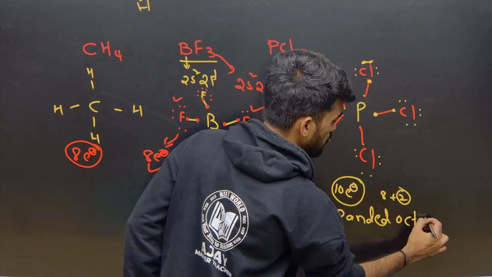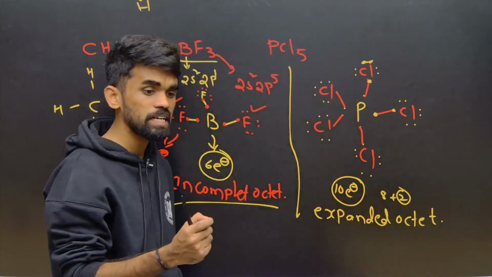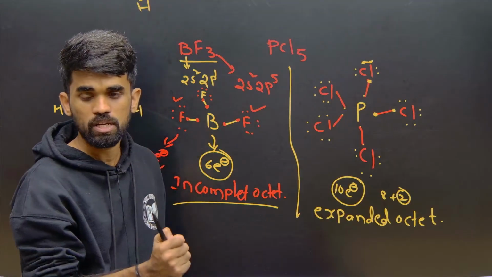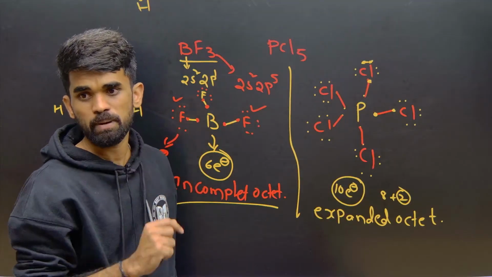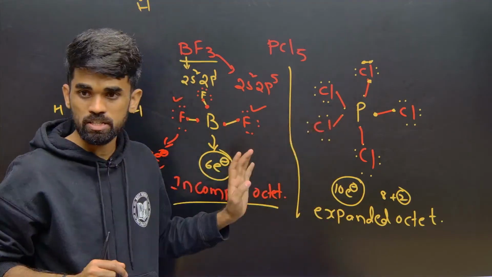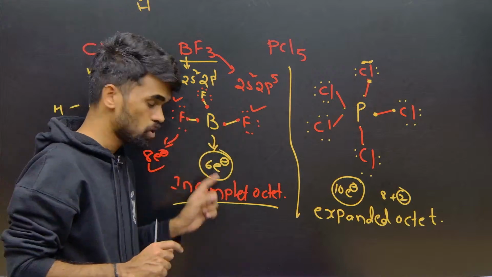They will ask questions like: which of the following contains an incomplete octet, or which of the following molecules contain the octet rule configuration, or which of the following contain an expanded octet. Based on the structures, by writing their Lewis dot structures, you should answer those questions. Okay, hope it is clear.